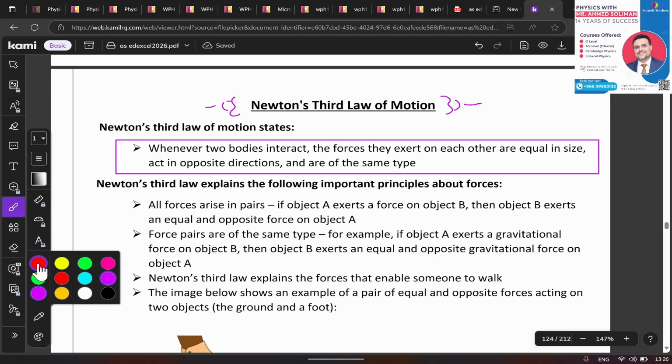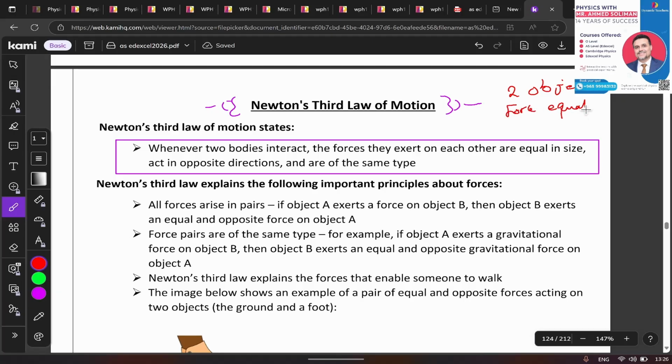Okay, so any forces will obey Newton's third law if we have two objects. We need two objects, and forces equal and opposite and at the same time. So if you want to talk about Newton's third law, you need all of this. You have two objects because we need action force and reaction force. The forces must be equal in size and opposite in direction and the same type of force.